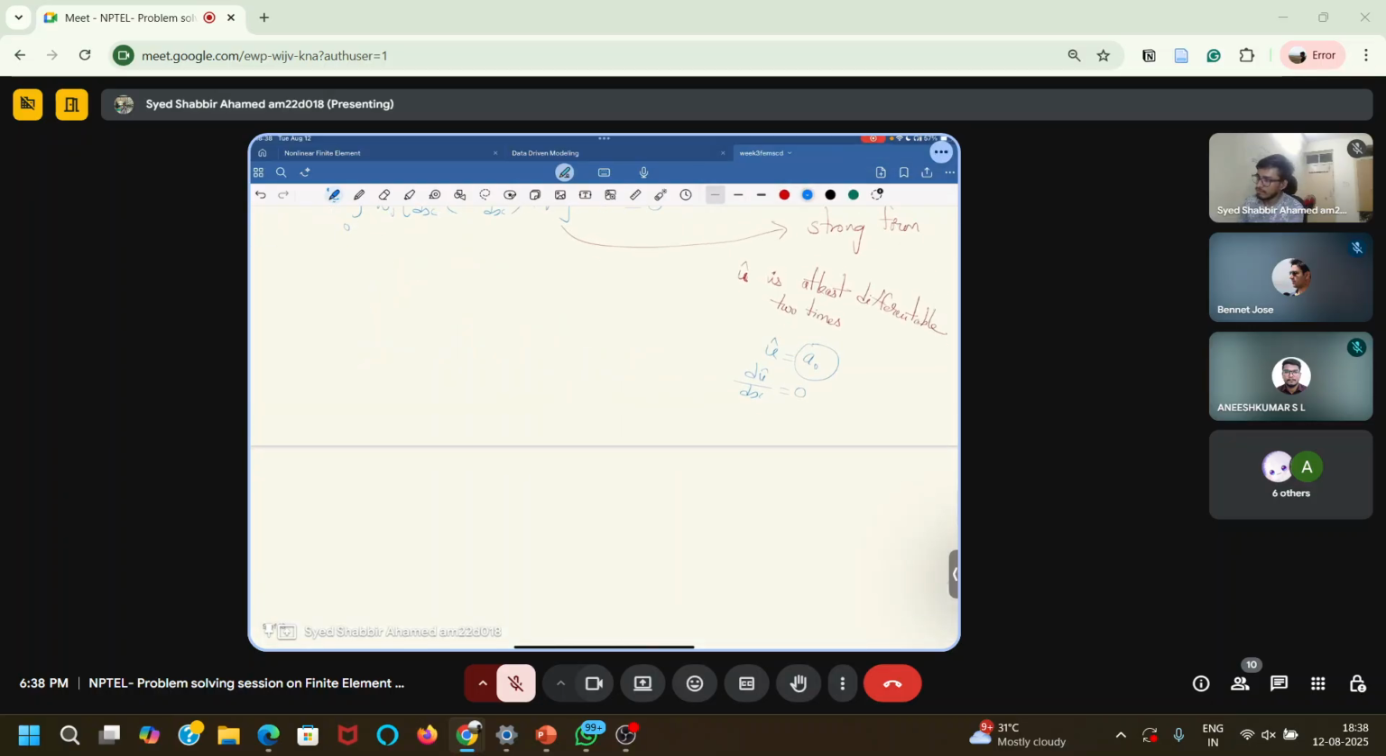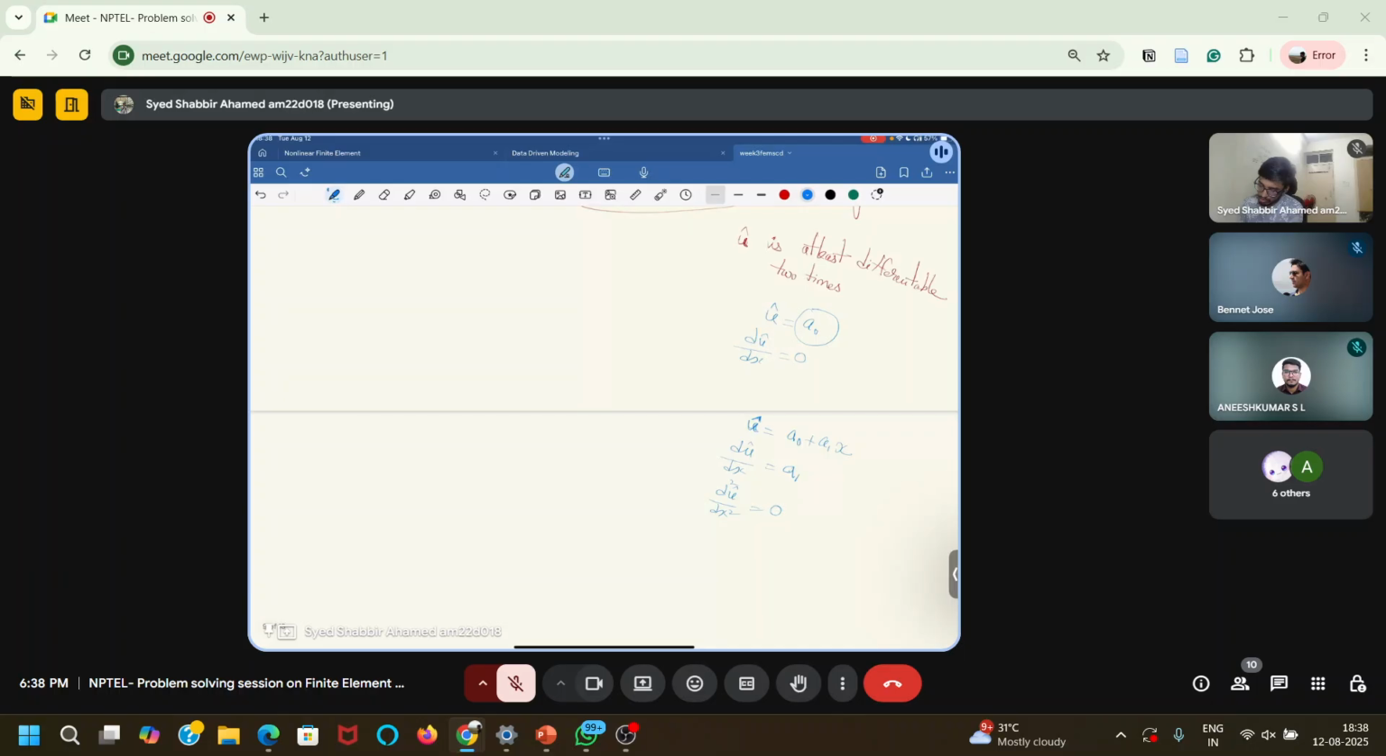Now let's take u cap is equal to a naught plus a1 x. Now if you differentiate it once, you will get a1. But again, if you differentiate it a second time, you will get 0. So this also you cannot assume.